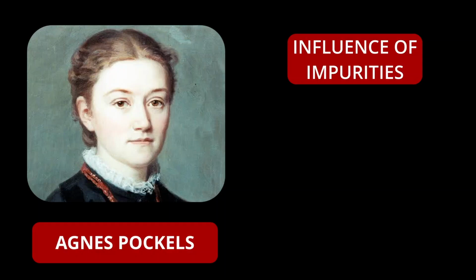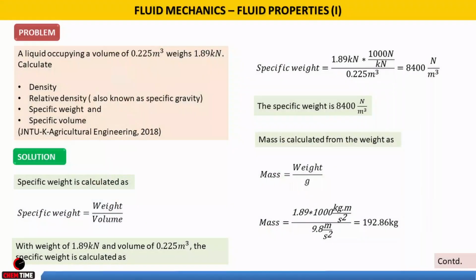Coming to the presentation, the problem in this presentation is: a liquid occupying a volume of 0.225 meter cube weighs 1.89 kilonewtons. Calculate density, relative density, specific weight and specific volume.